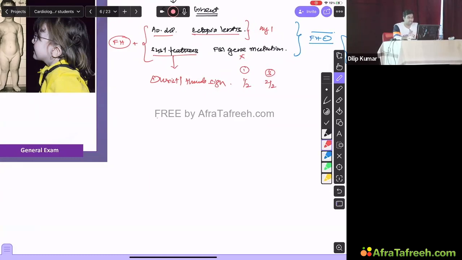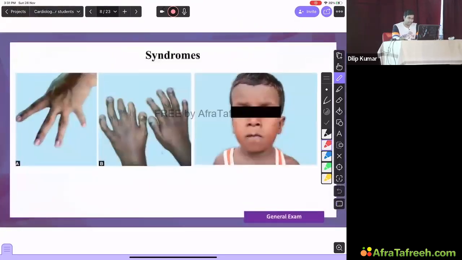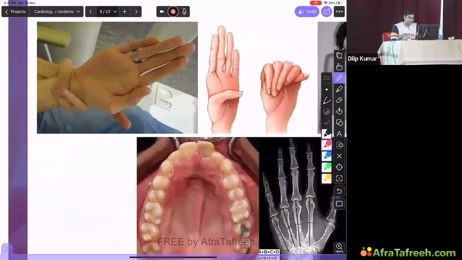So what do you mean by the term wrist sign and thumb sign? Everyone will be knowing that. I think I don't want to explain much about this. What is wrist sign and thumb sign? Here it is. This is what we call wrist sign. You have to make a ring with your thumb and the little finger, with the pinky and the thumb, at the level of the radial styloid in the wrist.